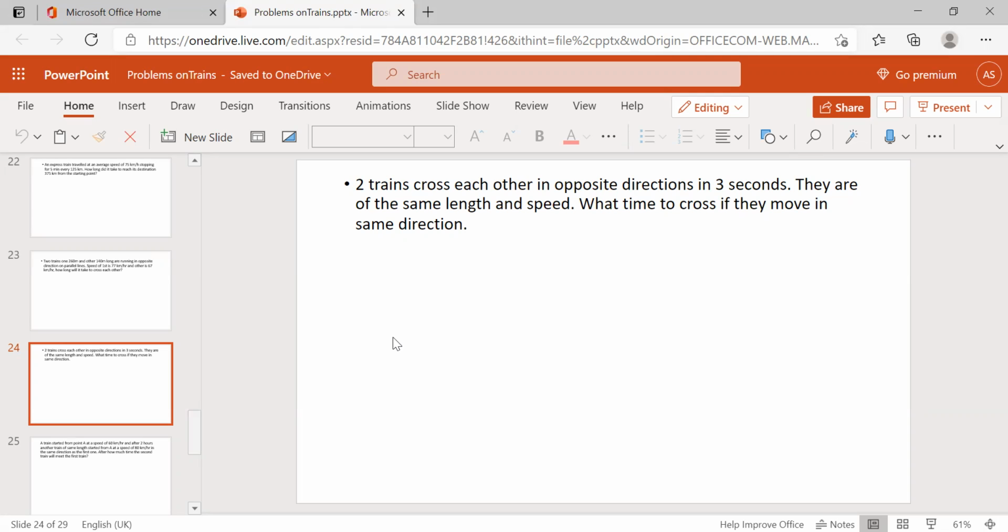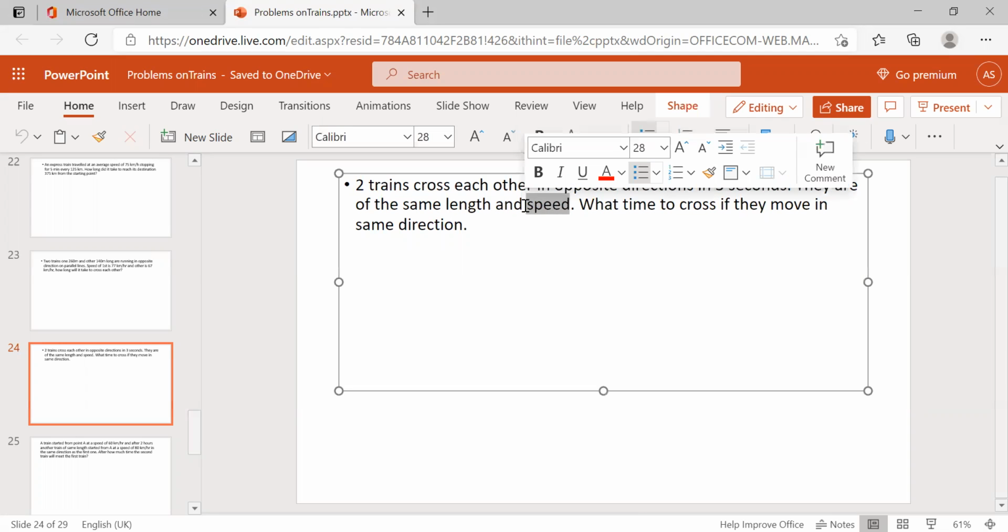What is the relative speed in the same direction? Speeds will be subtracted, right? What speed is given? The same speed is given. So if train 1 is 100 kilometer per hour, train 2 is also 100 kilometer per hour. So speeds will be subtracted, then it will be 0, right? So we cannot find the time if both trains are traveling in the same direction with same length and same speed. So no need of calculation.